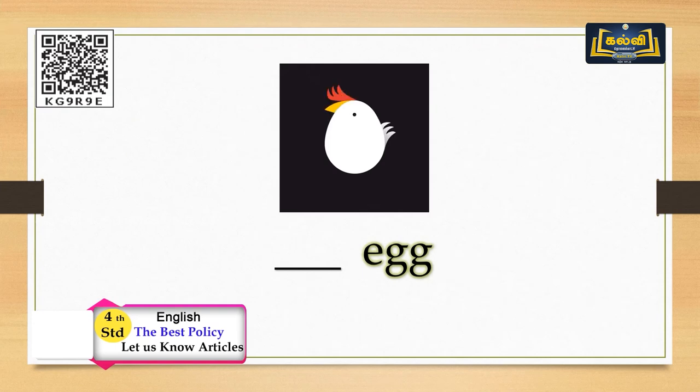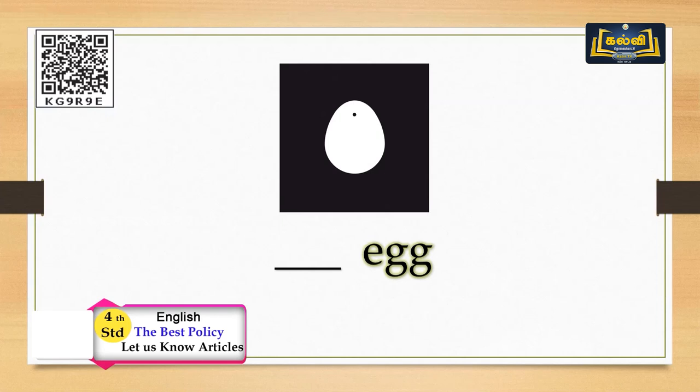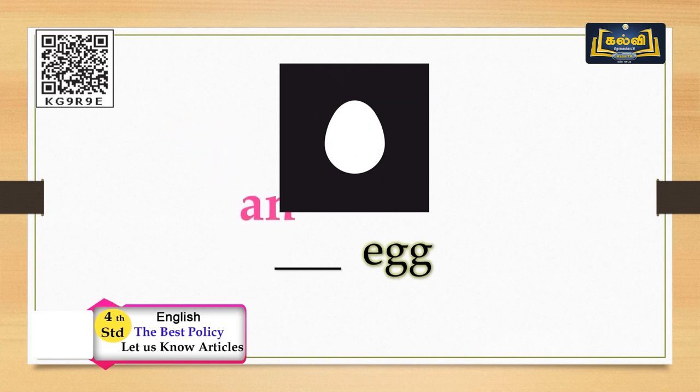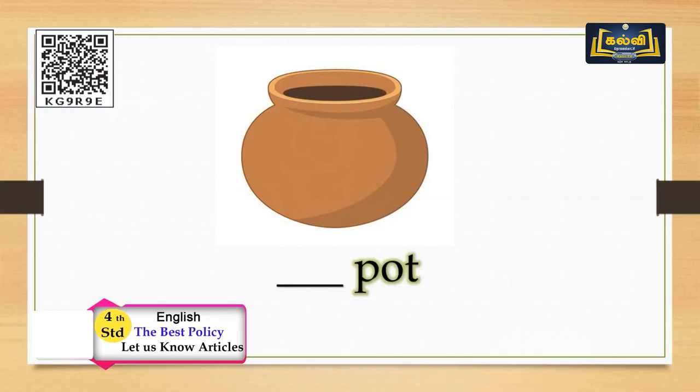What is given there? It is egg. A egg or an egg? So see the word first. The word is egg. See the spelling. E-G-G. So as I told you in the condition, the sounds A-E-I-O-U, in the sounds the words begin, you should use the article an. Yes, you're right. Shall we check our answer? Yes, the an is running behind the egg and it is landing over there. An egg. Yes, you're right. Clap hands for yourself.